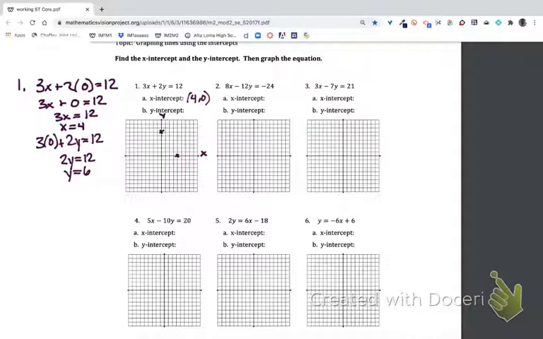And the last piece of this is creating a line that represents the equation. That one's not quite right. That one's looking better. And I forgot to put in 0, 6 as my y-intercept.